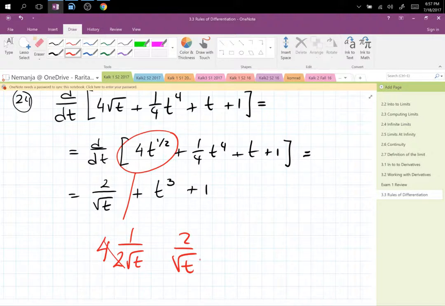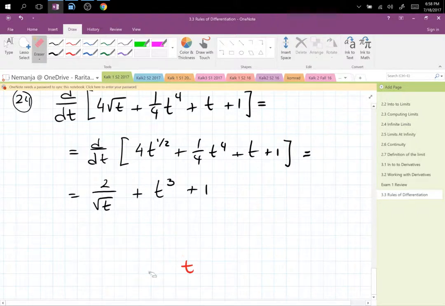It will take time for this to sink in, but if you see these blocks, because the whole idea of 3.3 is to learn shortcuts, so you don't have to go through that long limit. All of this can be done using the limit. So that was from homework.